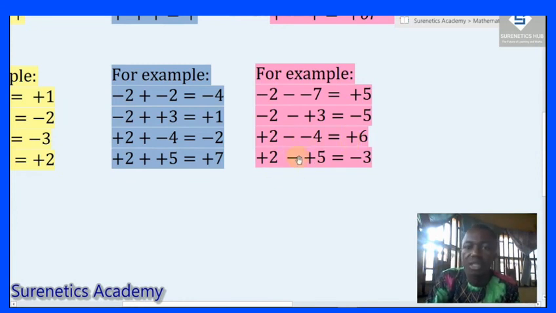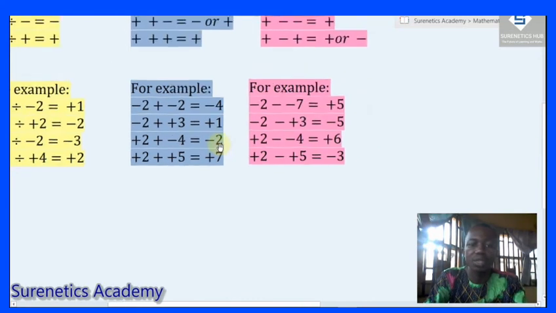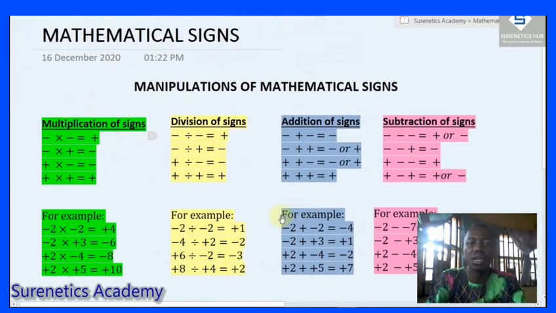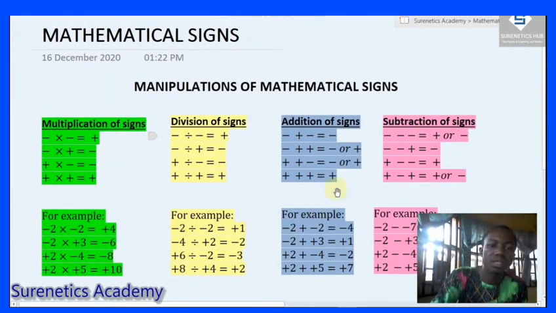Then the same thing here. So that is basically how you treat signs in addition and subtraction.